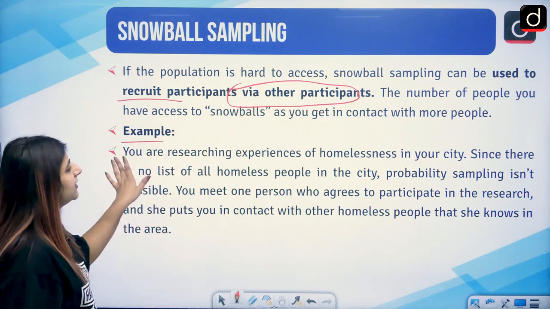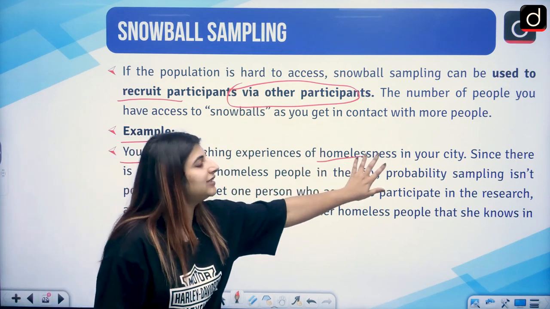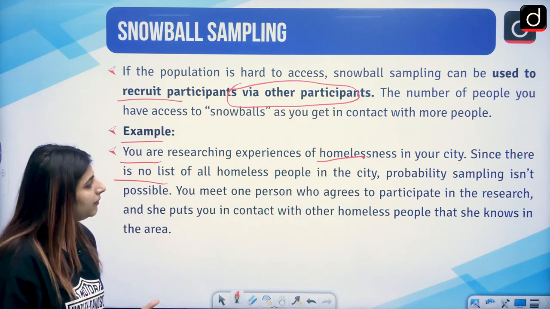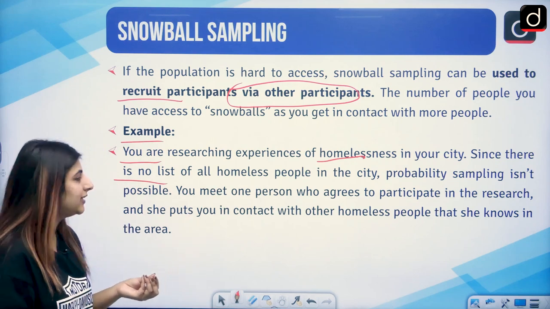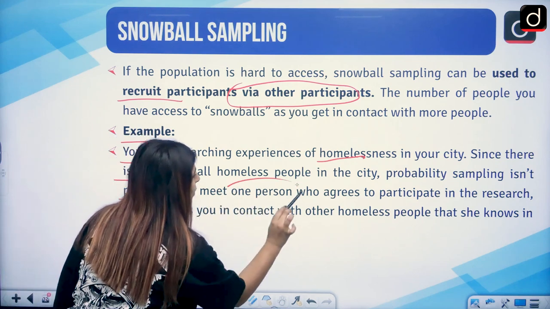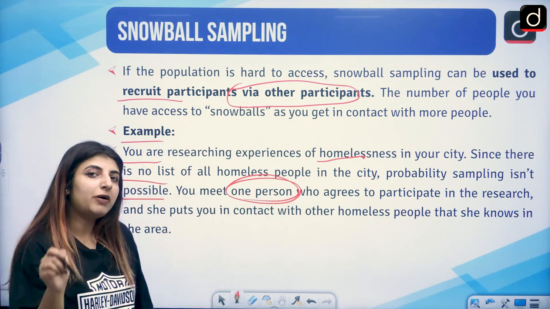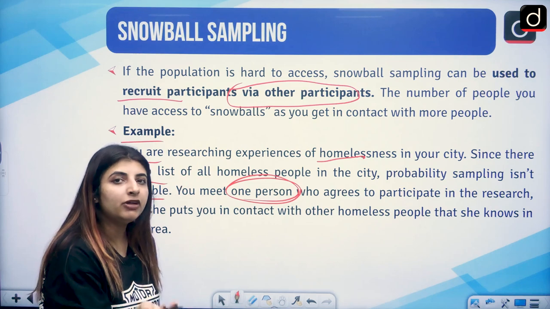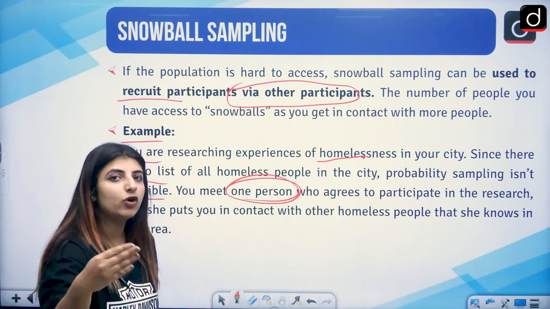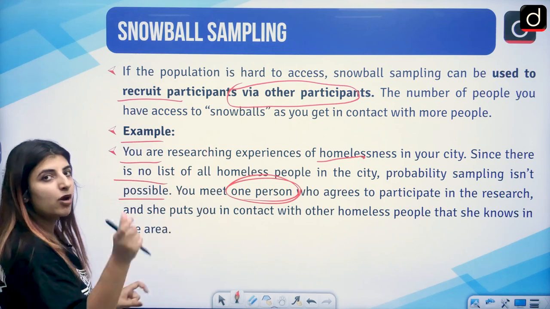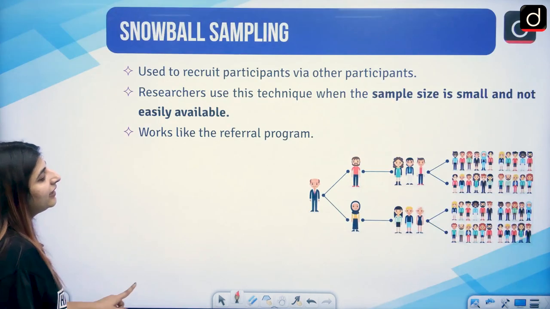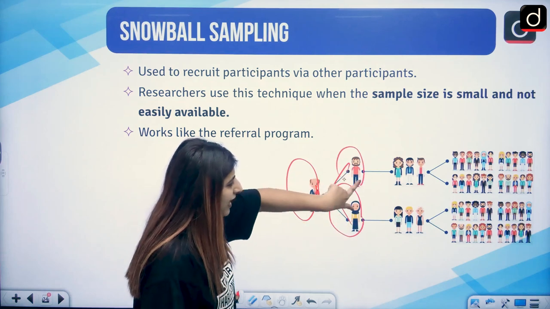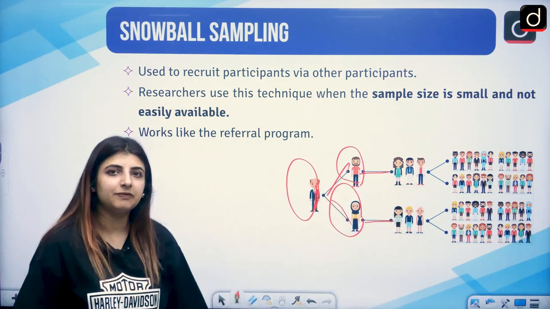For example, you are researching experiences of homelessness in your city. Since there is no list of the homeless people in the city, probability sampling isn't possible. So, you meet one person who agrees to participate in your research, and that person will let you come in contact with other homeless people that he or she knows. So your sample will increase from one person, and from them as well it is going to increase, right?